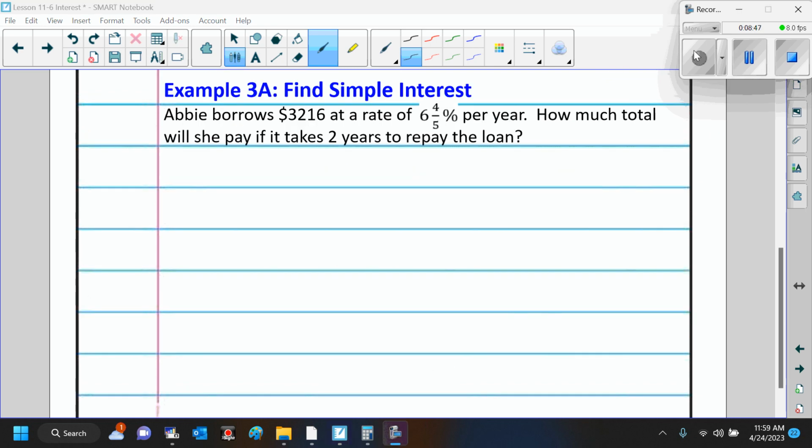Example 3A is finding simple interest again. It says Abby borrows $3,216 at a rate of 6 4/5% per year. How much total will she pay if it takes 2 years to repay the loan? So, what's my important information here?